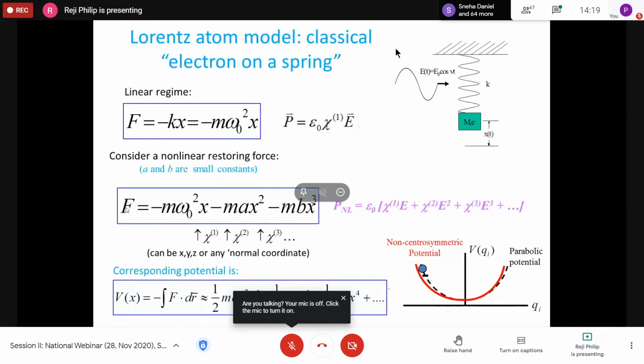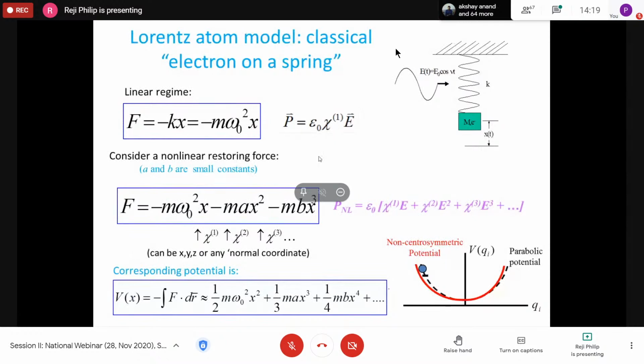Now, once we write a force field in this form, you can write the corresponding potential, and the potential is given by integral f dot dr. So that will give you 1/2 m omega 0 square x square plus 1 by 3 ma x cube plus 1 by 4 mb x to the power 4. So here, as we can see, the first term is the linear term.